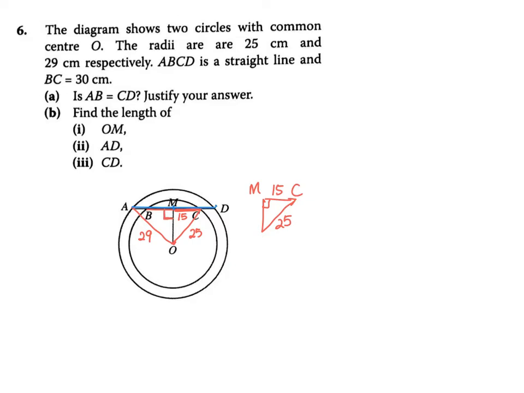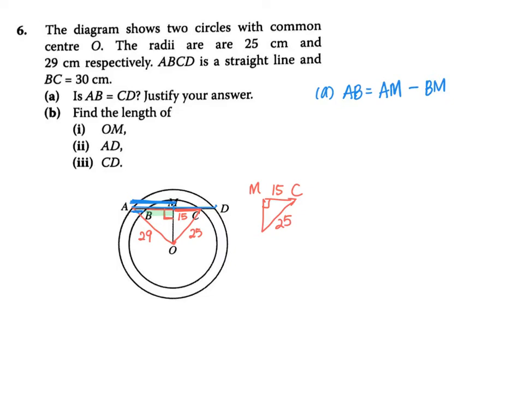Question A. Is AB equal to CD? How can I find AB? So let's start off our question for part A. AB can be found by taking AM, subtracting BM, the smaller portion over here. Okay. And then we will be able to get AB.